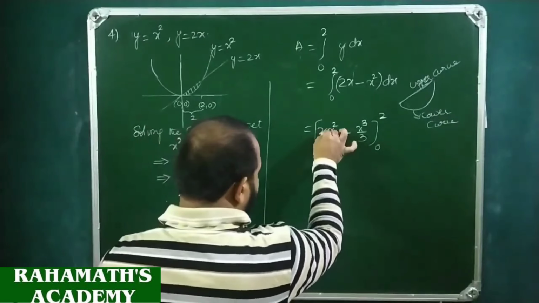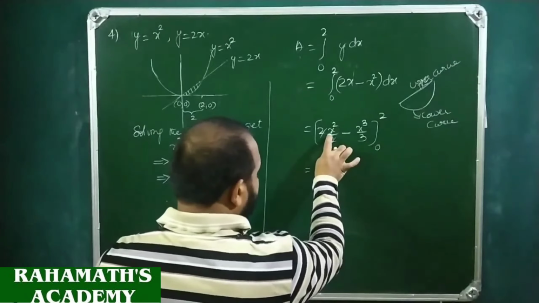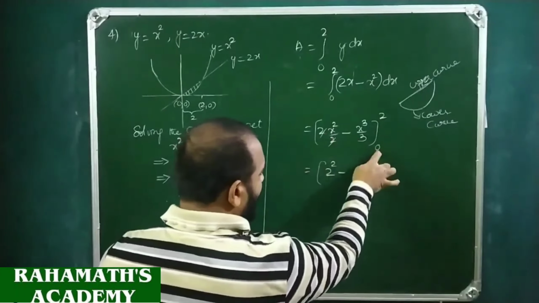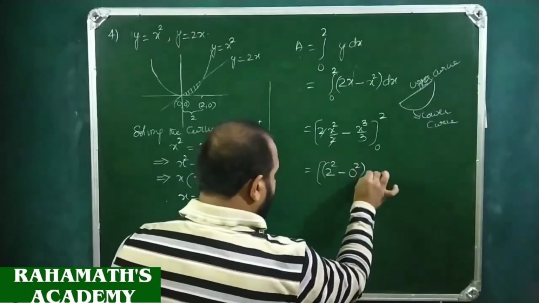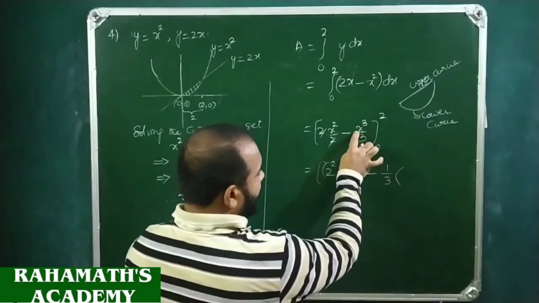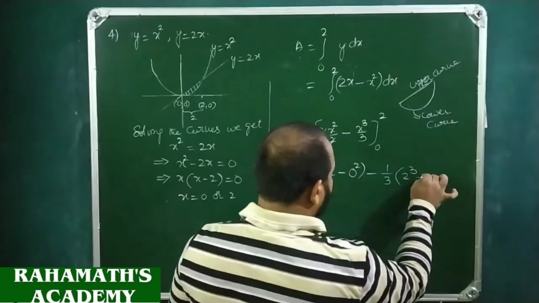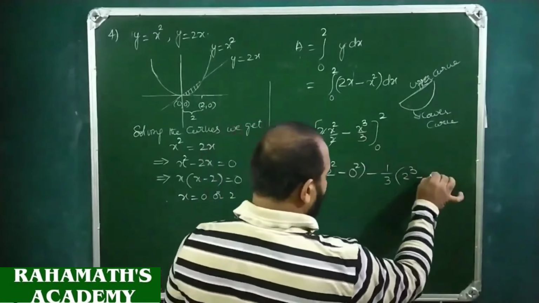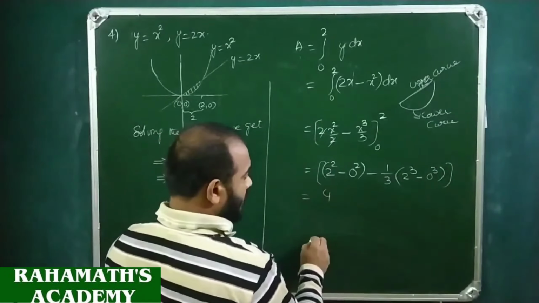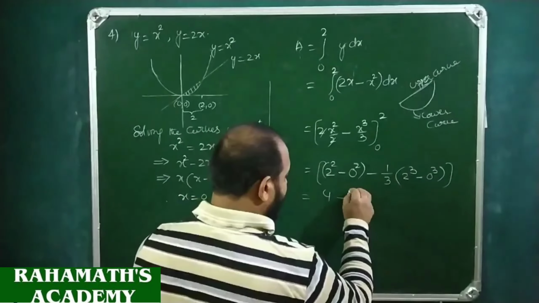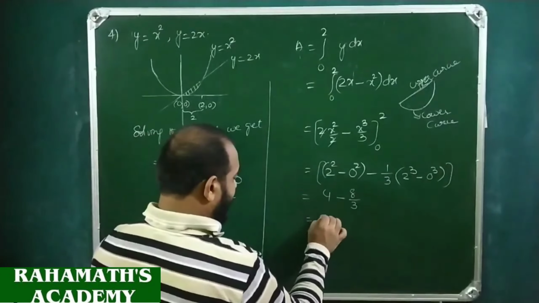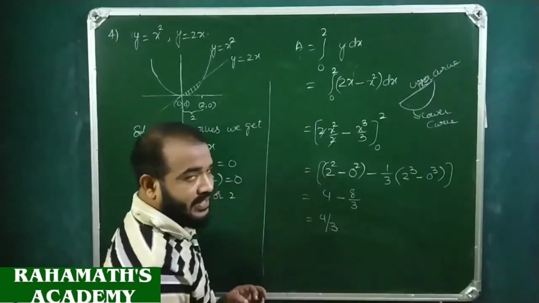So 2 gets cancelled. So here, in the place of x, the upper limit 2 square, minus in the place of x the lower limit 0 square, minus 1 by 3 into in the place of x the upper limit 2 cube, minus in the place of x the lower limit 0 cube. 2 square is 4, minus 2 cube is 8 by 3. 3 4s are 12, minus 8, that is 4 by 3 square units.